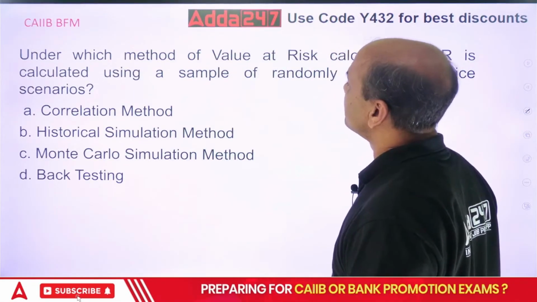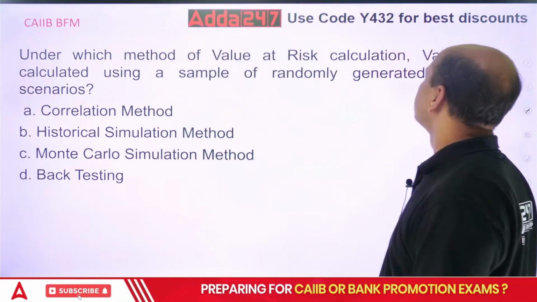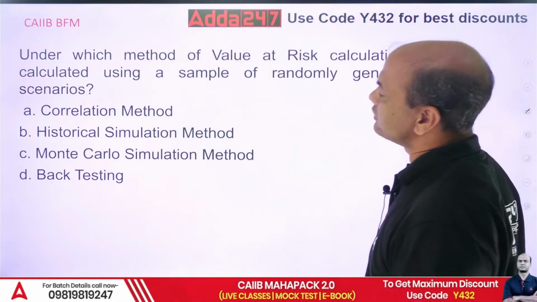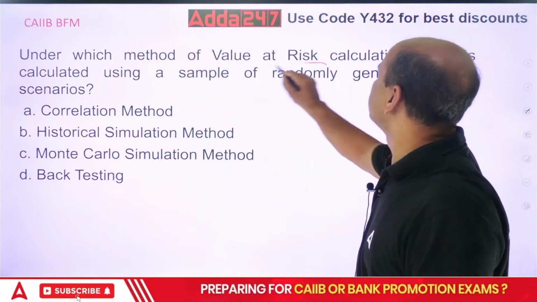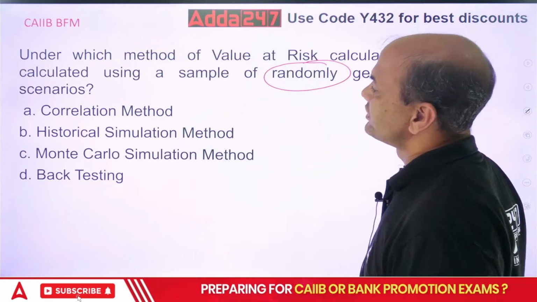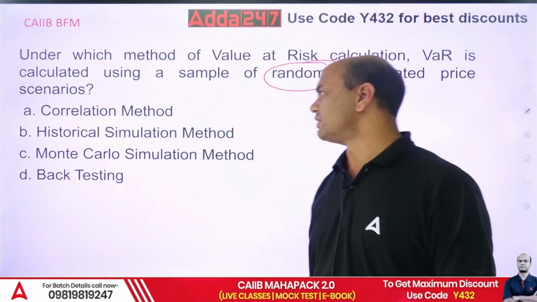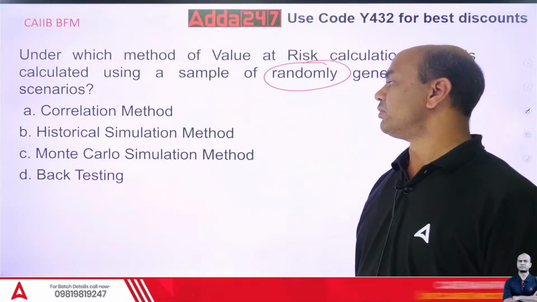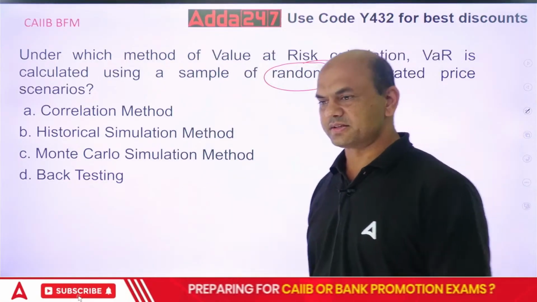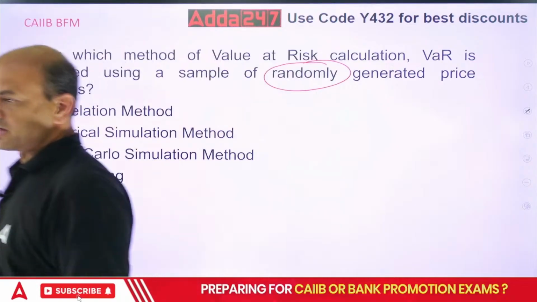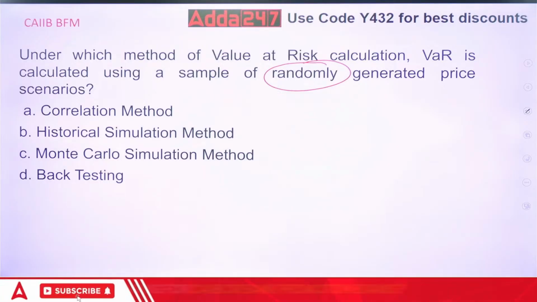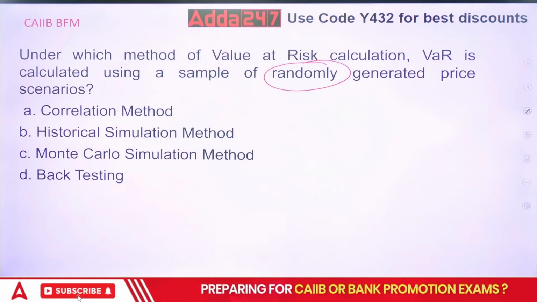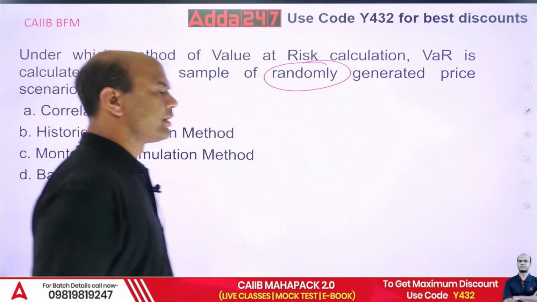Under which method of value at risk calculation is VAR calculated using a sample of randomly generated price scenarios? Randomly generated. So, correlation method, historical simulation method, Monte Carlo simulation method and backtesting. Think of it. Under which method do we do it by randomly generated scenarios? Randomly generated means what? These are hypothetical.